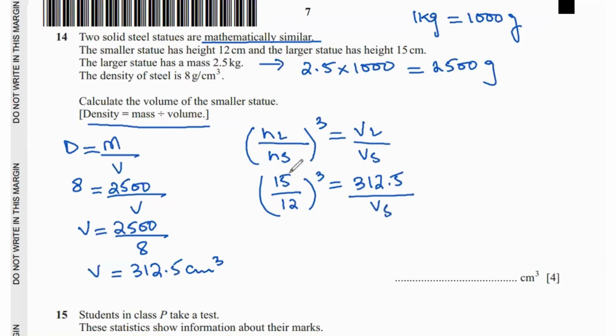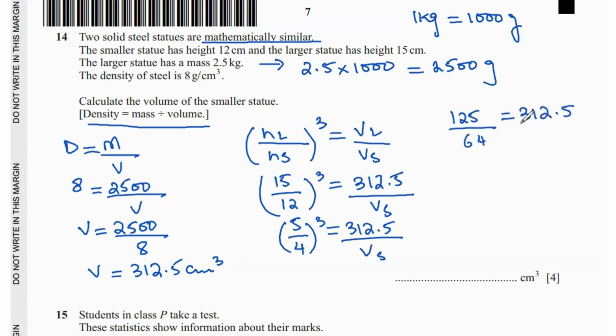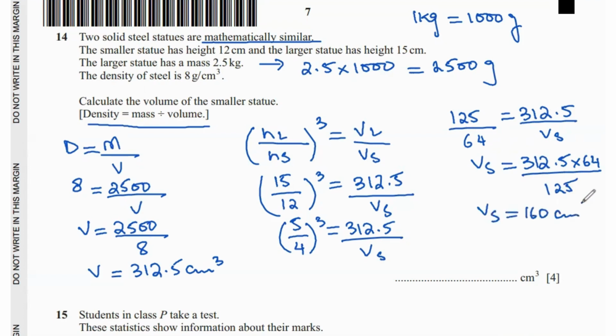So 15 over 12 can be simplified to 5 over 4. So when we cube that, it gives us 125 over 64. Since we're trying to find the volume of the smaller statue, we cross multiply, make the volume of the smaller statue the subject, and we have 312.5 times 64 divided by 125. And that gives us a volume of 160 centimeter cube.